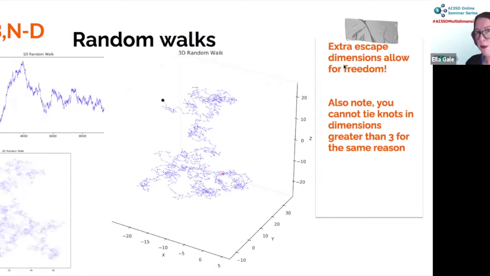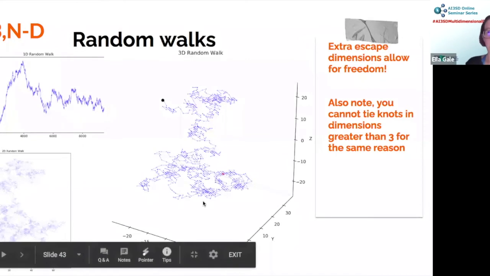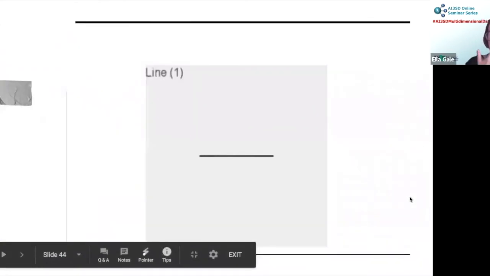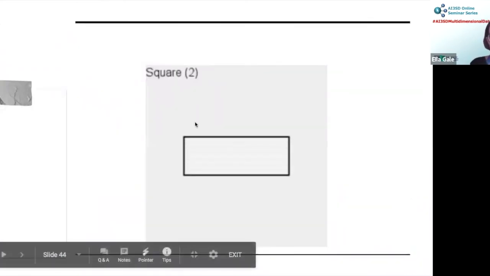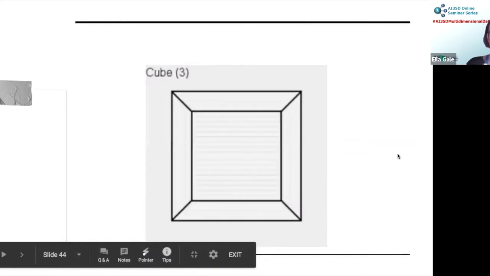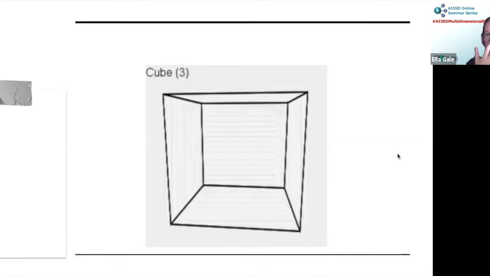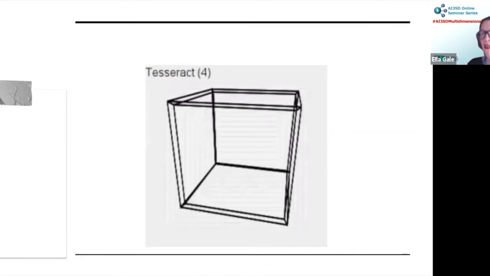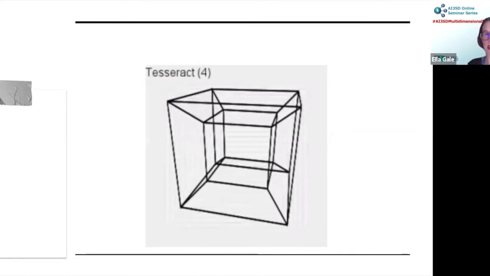I like the term escape dimensions because of the computer game I showed you earlier, where you saw Mario escaping into the 3rd dimension and coming back. This is exactly what's happening. And you also can't tie knots in dimensions greater than 3. So, what's the point of all of this? Here we have an animation of going from dimension 0, 1, 2, 3, and looking at the volume, the number of regions we get.